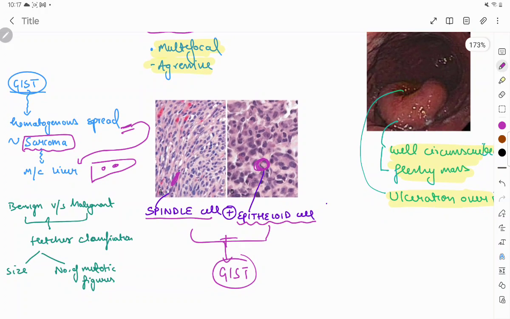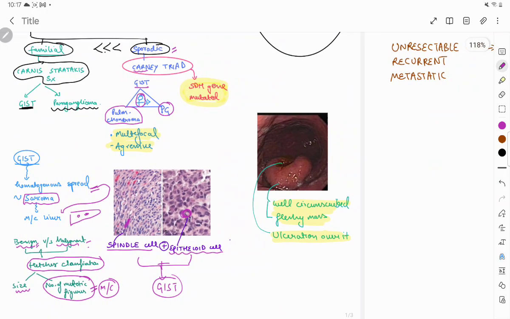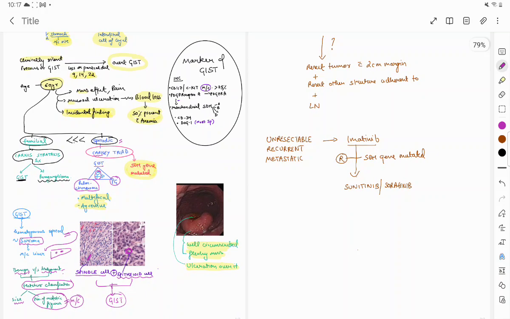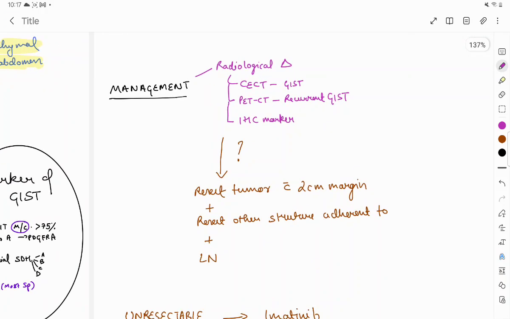We also need to differentiate when a GIST is benign or malignant, and this is done via the Fletcher classification. Fletcher classification uses two things to classify a tumor into benign or malignant, that is the size of the tumor and the number of mitotic figures, and this number of mitotic figures is the most common prognostic factor for a GIST. We have tried to understand a bit of demography and classification of GIST. Let's try to understand how we manage this disease.